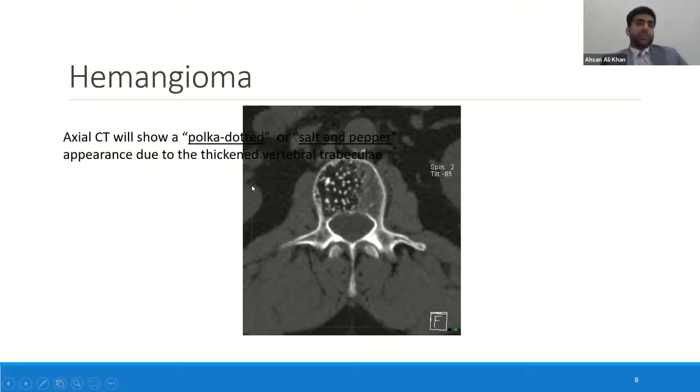Okay, so in this one, you can see this axial CT shows the typical classic hemangioma polka-dotted appearance or salt and pepper appearance due to thickened vertebral trabeculae. So if you see this, it's hemangioma.